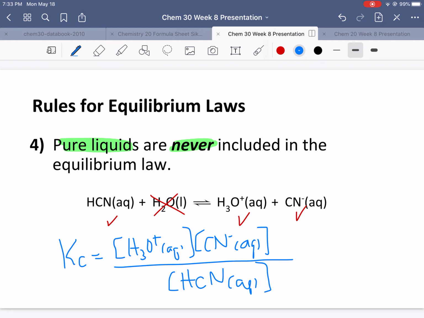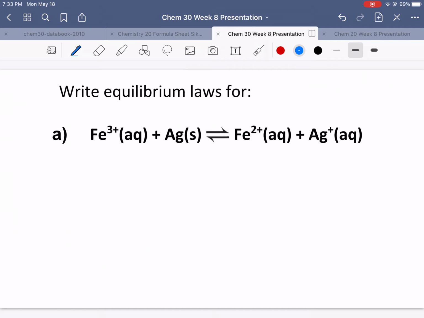So that, folks, is your basic rules for equilibrium laws. Now, putting that into practice, ultimately it's just a matter of looking at the reaction and going, okay, what can I include? What should I leave out? So go through it step by step. Iron 3 plus aqueous. Yeah, you bet. It's aqueous. Solid silver. Any solid left out. Here, I'll make a bigger X so it's obvious. Okay, iron 2 plus ions. Oh, for sure. Silver ion. Absolutely. So we have only one of those entities from a concentration perspective that is left out.